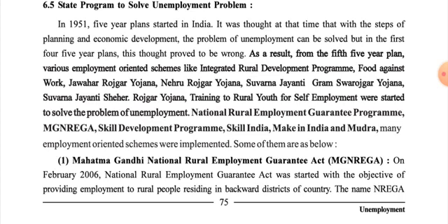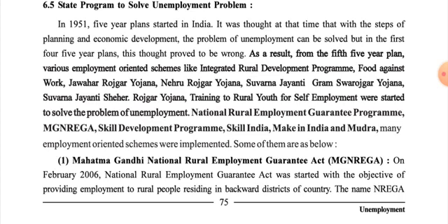It was thought at that time that with the steps of planning and economic development, the problem of unemployment can be solved. Basically, when India became independent, we faced so many different types of problems, either economical, social or political. Amongst them, unemployment was also one of the severe problems that can be resolved with the necessary steps. But as a whole country, it is not possible to solve the problem of unemployment within 1 or 2 five-year plans. So from the very first 5-year plan, one of the objectives set by the ruling government was reduction of unemployment.